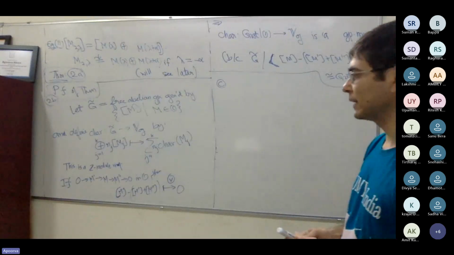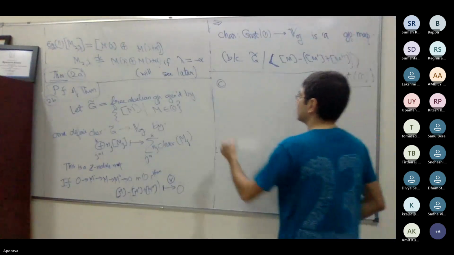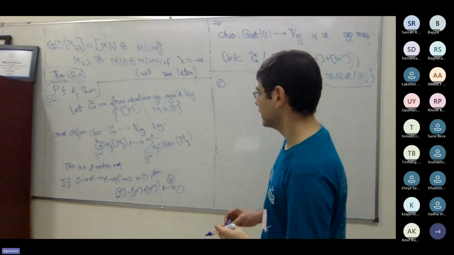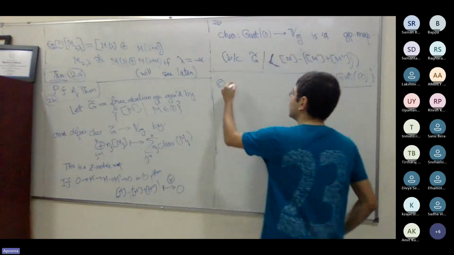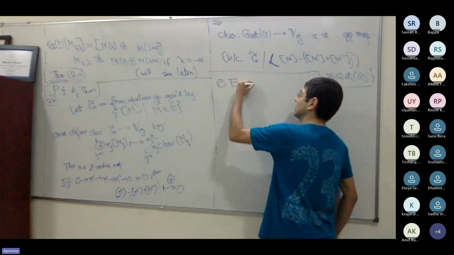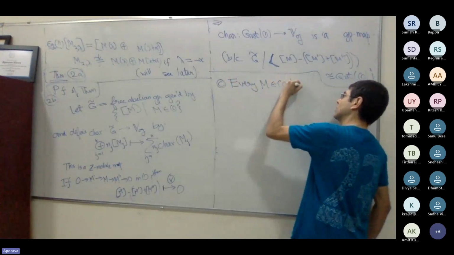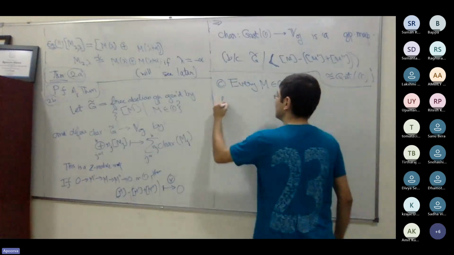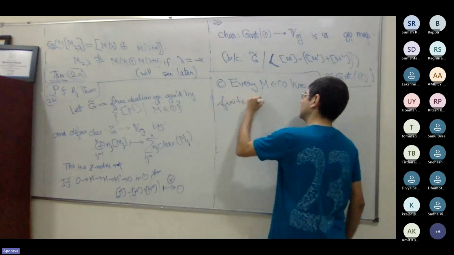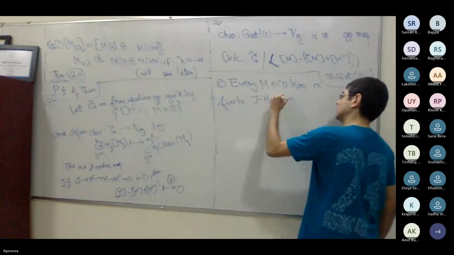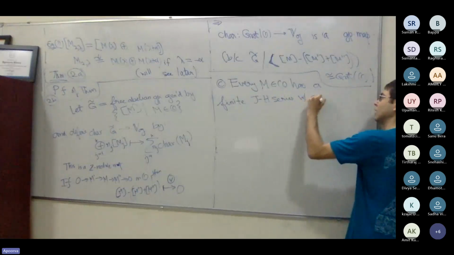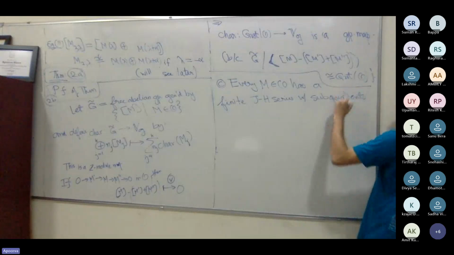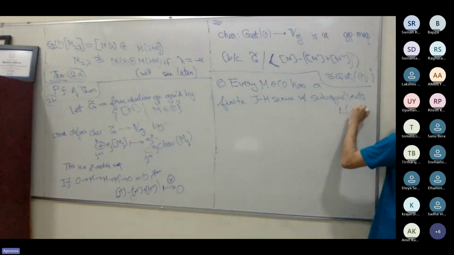So first, let's write down the spanning set. So this is the group and so on. Okay, fine. Now, every M in O, this is what we ended with last time, has a finite Jordan-Hölder series with some quotients which are all the simple objects L lambda, with lambda in H star.